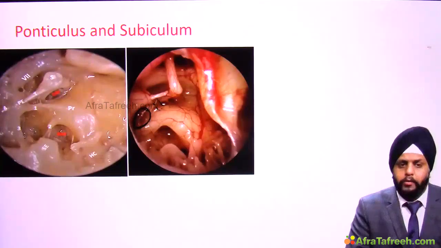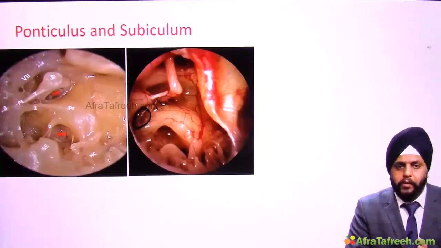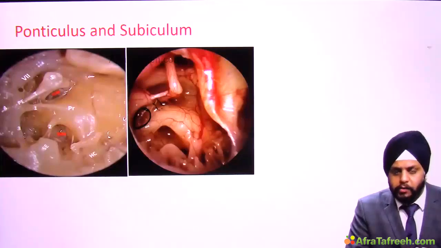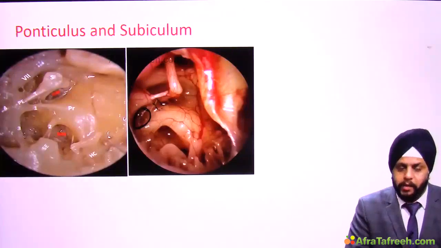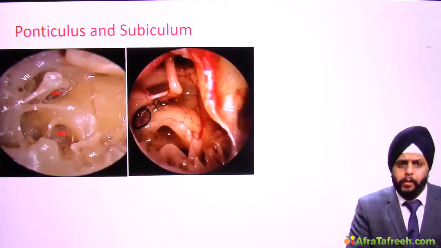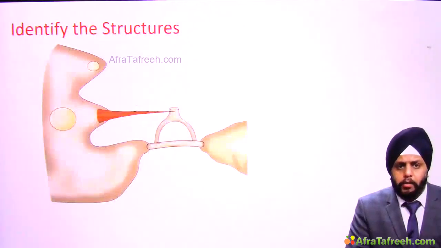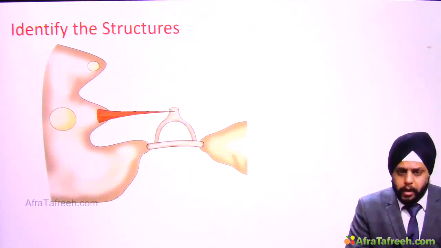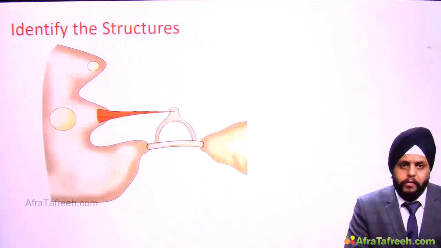I hope you can understand that this blind recess is a very restricted place. It's very difficult to approach and clear this space. So this is the most common site for recurrence or residual cholesteatoma. All right, let us now come to this diagram.